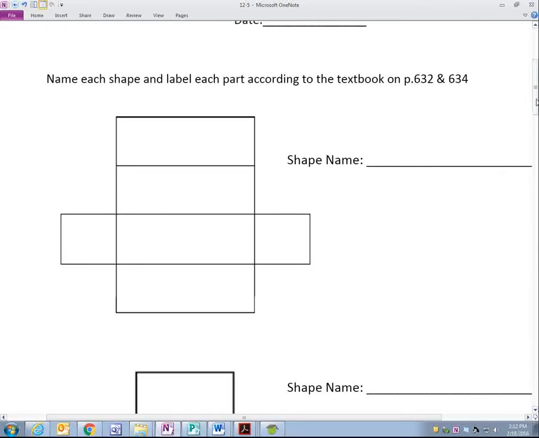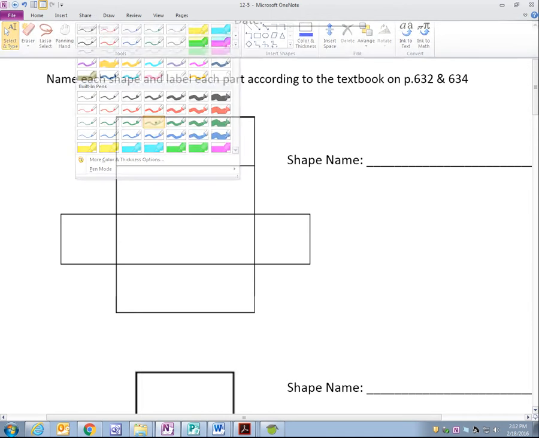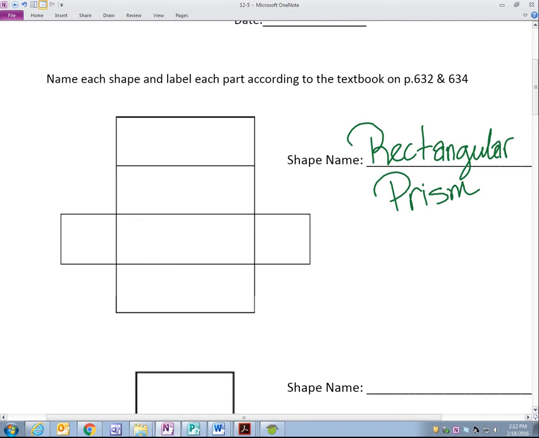So we are going to name each shape and label each point according to the textbook on page 632 and 634. So I don't make you bring your textbook if you would just be using it for a couple seconds, so I will tell you. Okay, we're going to name this shape, and his name is William. Just kidding. Rectangular prism. And YouTube, you're just going to have to imagine it.